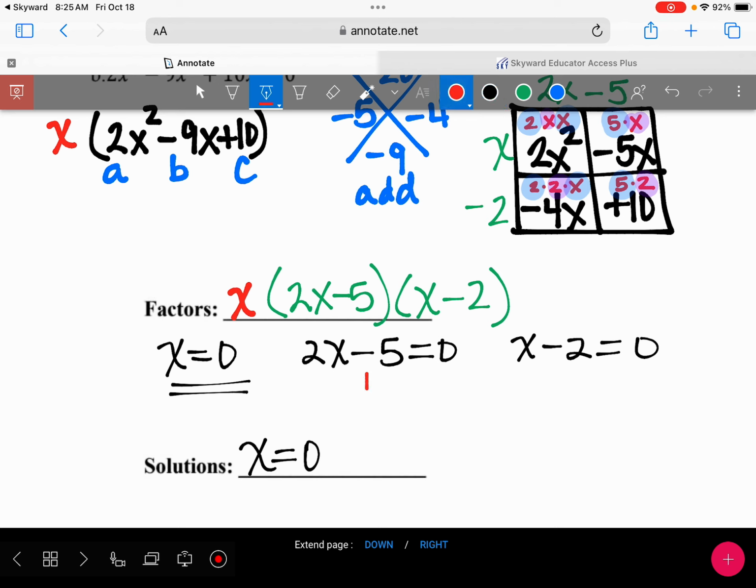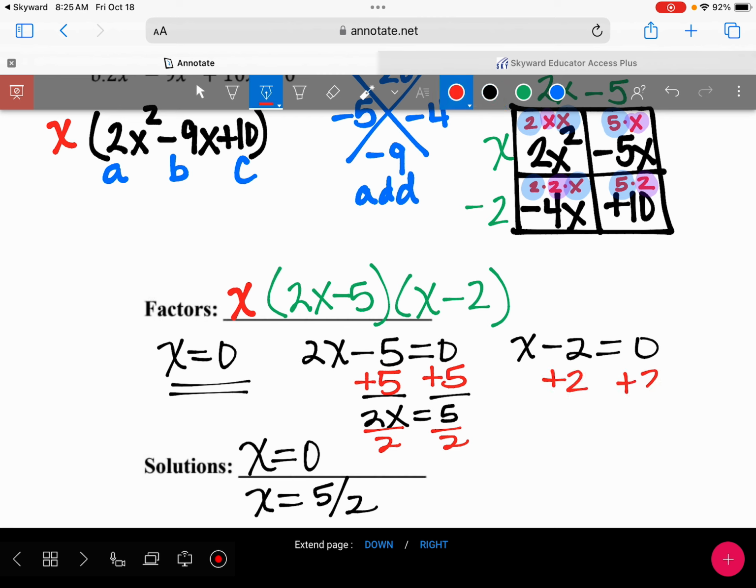All right, so we're going to add the 5. And then divide by 2. So that means I get 5 over 2. I'm going to write it underneath because I'm using a lot of space. And for my second one, the only thing, or the third one, all I have to do is add 2. And that would be your 3 solutions. All right, any questions?